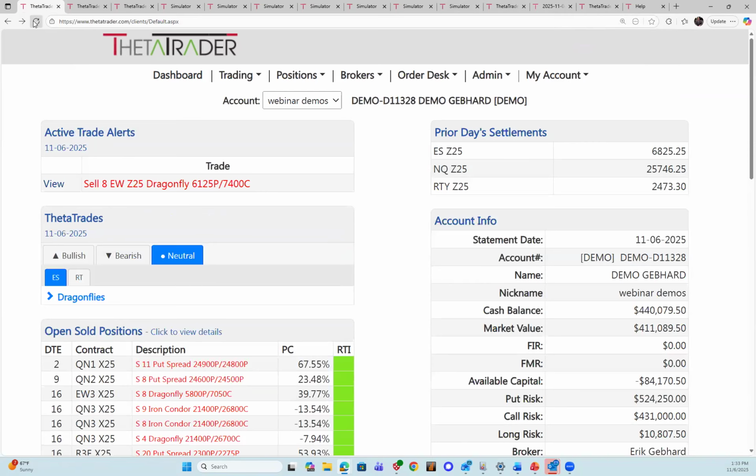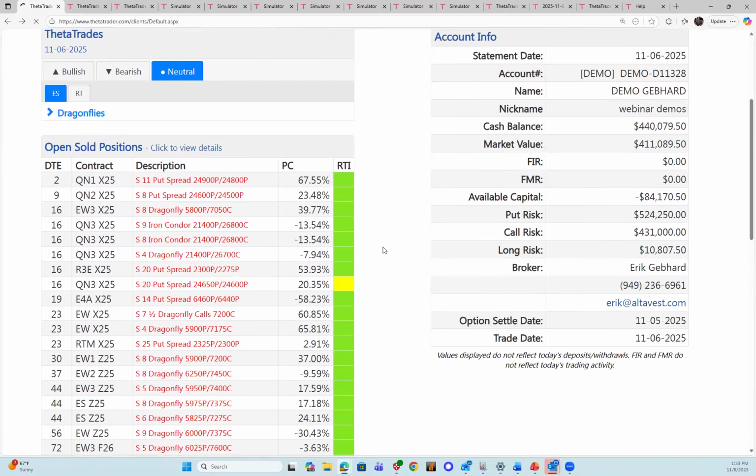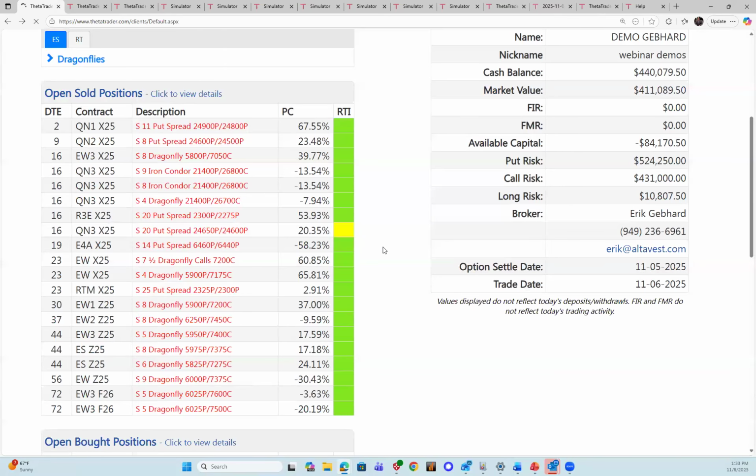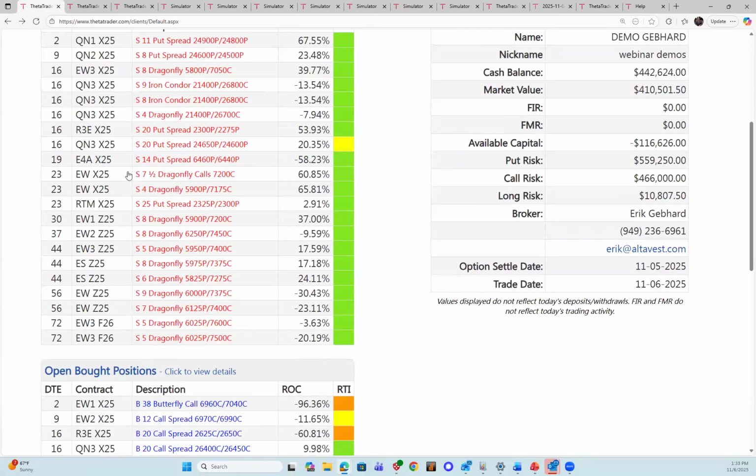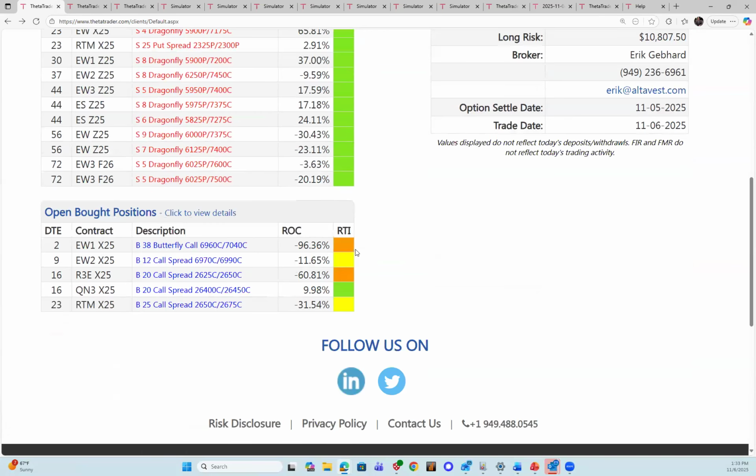Okay, and then I can refresh it, and you'll see that alert will disappear because I accepted it. So you can't place that same alert accidentally twice. And I should also point out, if you notice one other thing too, the dashboard is a good summary of your account right here at a glance.